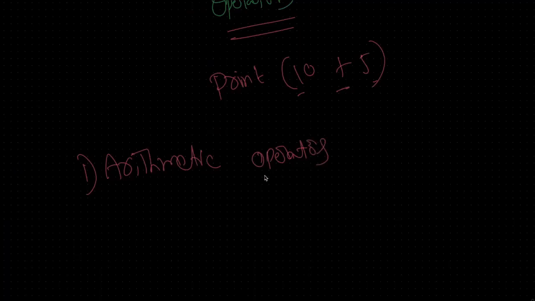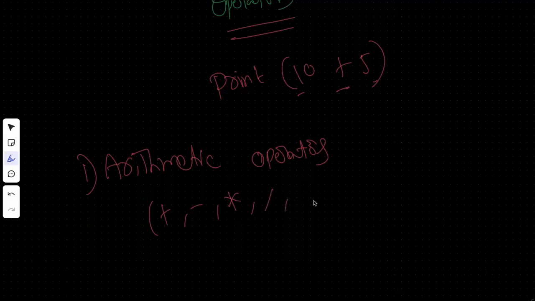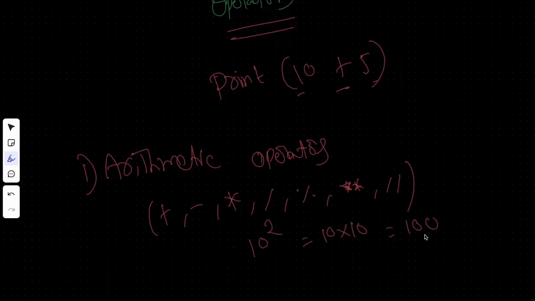Arithmetic operators are used with numeric values to perform common mathematical operations. We have addition, subtraction, multiplication, division, modulus, exponentiation, and floor division. We all know some basic mathematical operators, right? Like plus, minus, multiply, divide, modulus. This is exponentiation and floor division. Suppose 10 to the power of 2, that means 10 into 10 equals 100, right? So in code we declare 10 exponentiation 2, it will return 100.